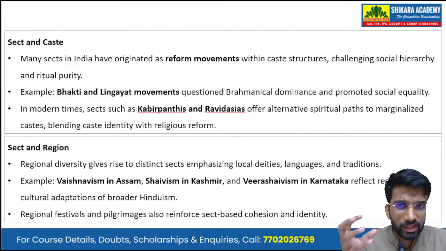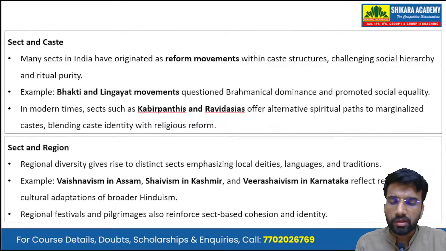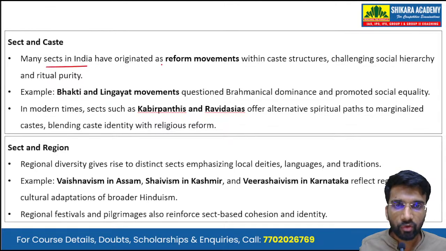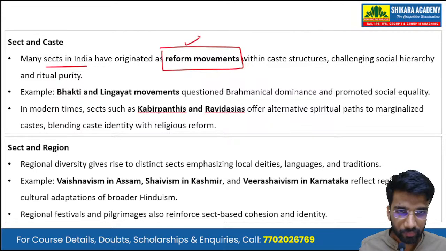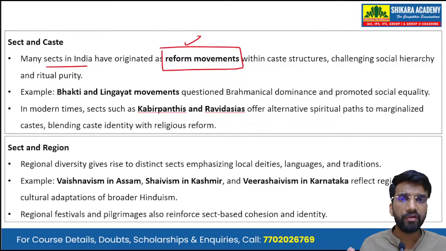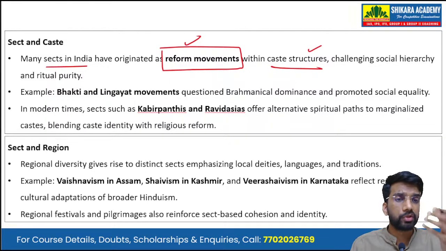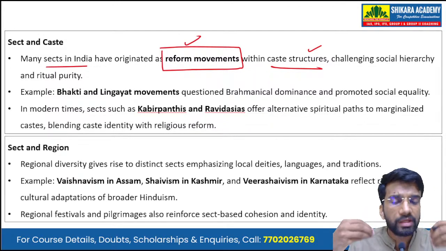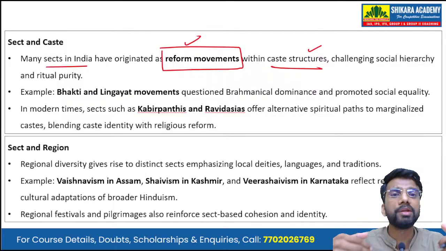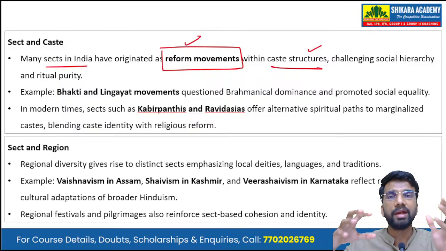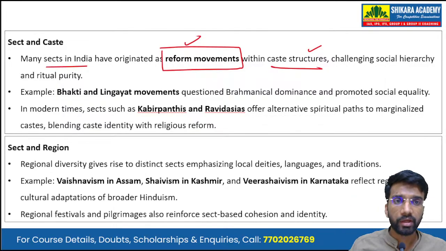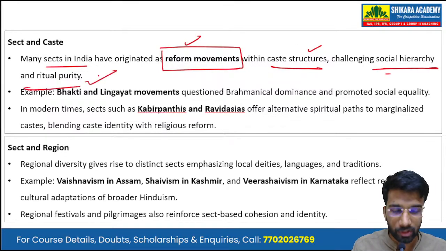Now, starting with sect and caste. Many sects in India have originated from reform movements within the caste structures. The caste structures are very rigid, but reform movements in the caste structure have led to the emergence of many sects. And these sects then challenge the social hierarchy and ritual purity.